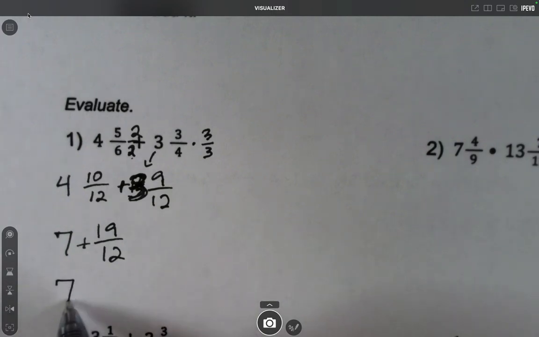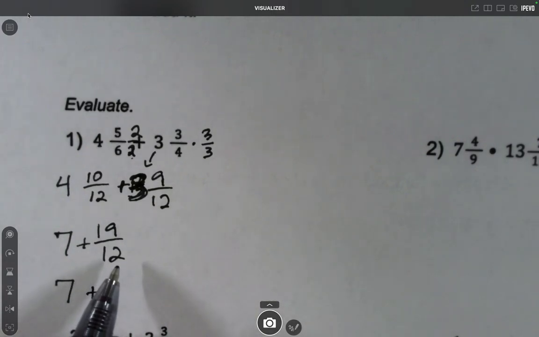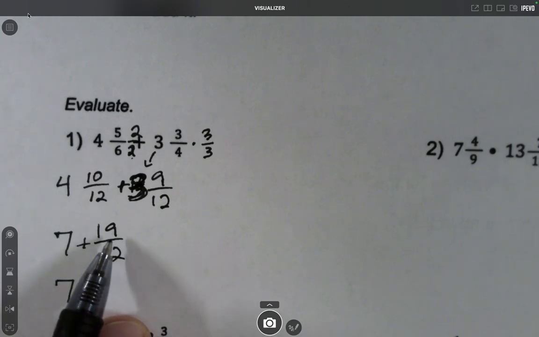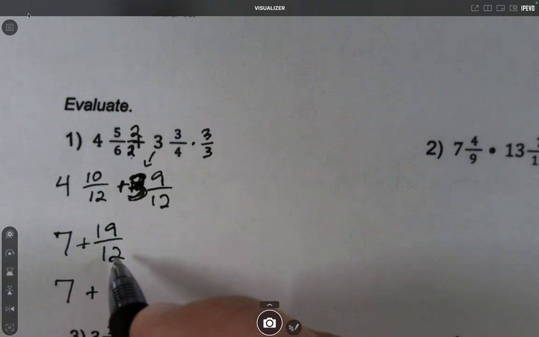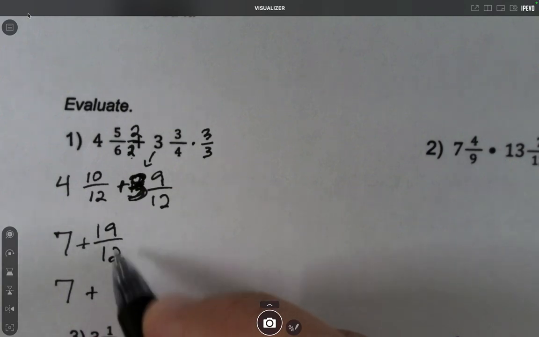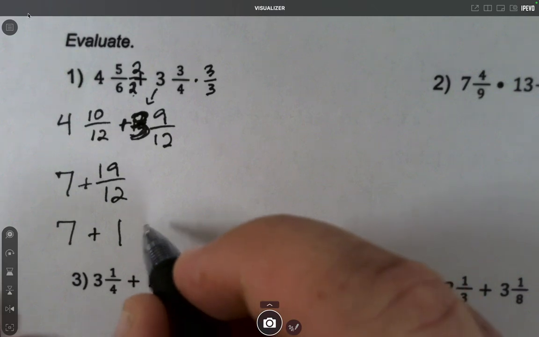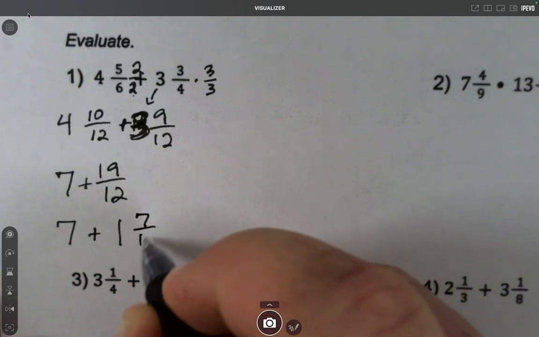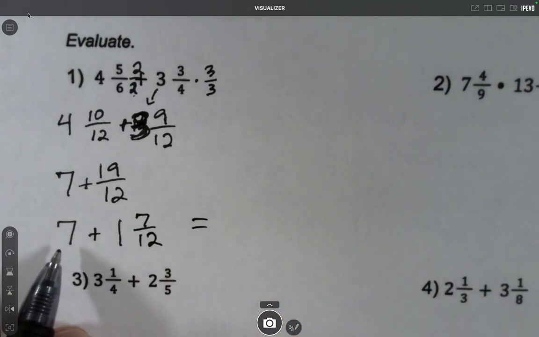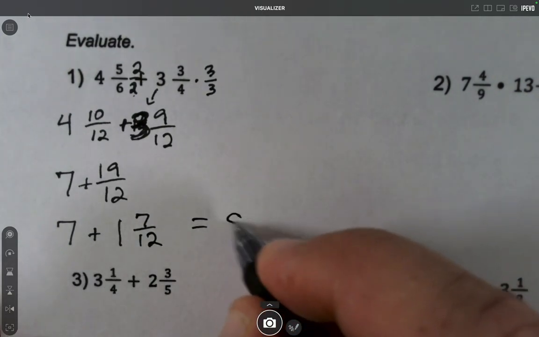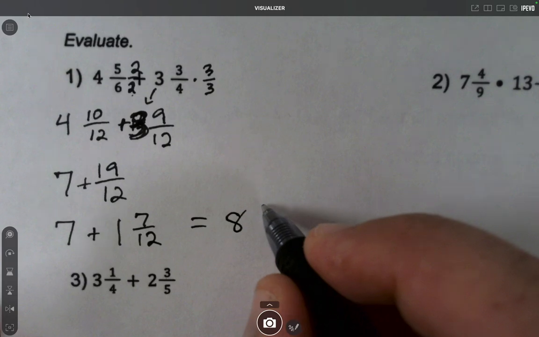So we need to change this improper fraction to a mixed number. To do that, we say, how many times does 12 go into 19? Well, that would be 1 time. But 12 would go into 19, and then there'd be 7 left over, because 7 plus 12 is 19. So this 19 over 12 is the same as 1 and 7/12. So we can combine these now. 7 plus 1 is 8, and we have the fraction 7/12.